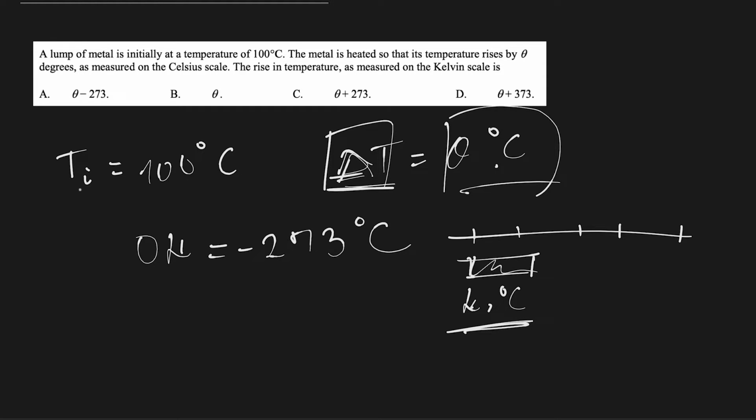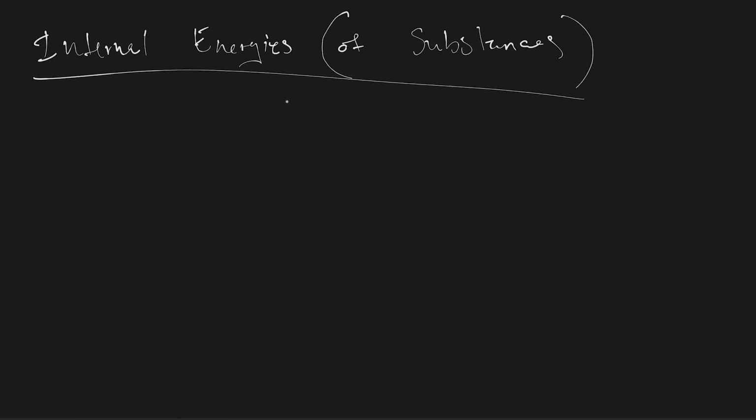If there were no difference, if we were looking at, for example, the final temperature, and it said final temperature in the Kelvin scale, then we would have to use this formula here, or we would have to actually convert. So the answer to this is simply B. Now that we've sorted that out, we can actually look at the internal energies of the substances, or of the molecules. So let's take a look.